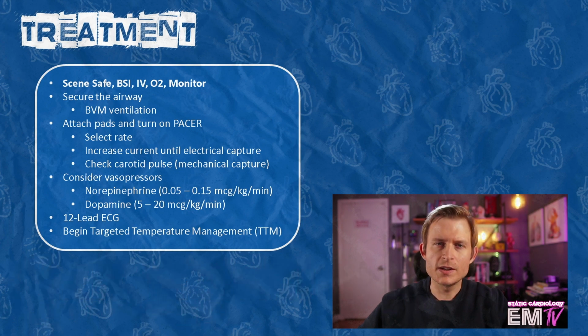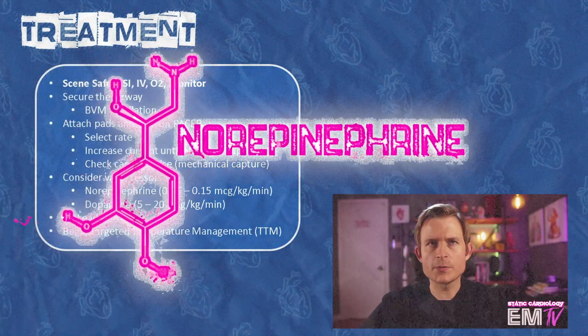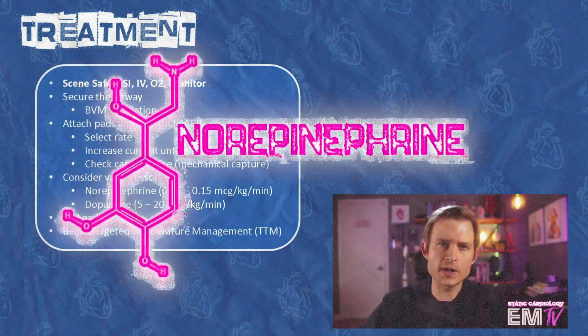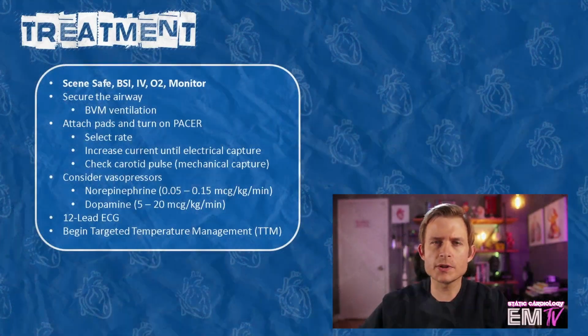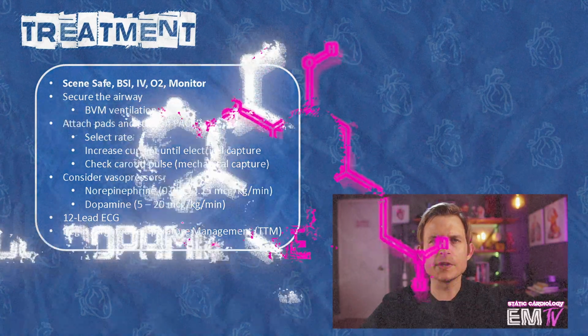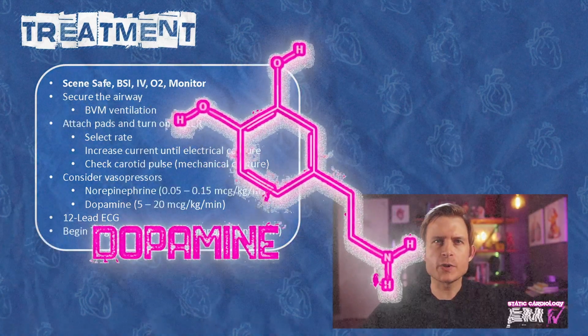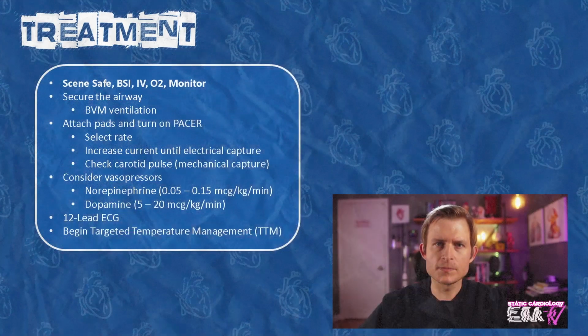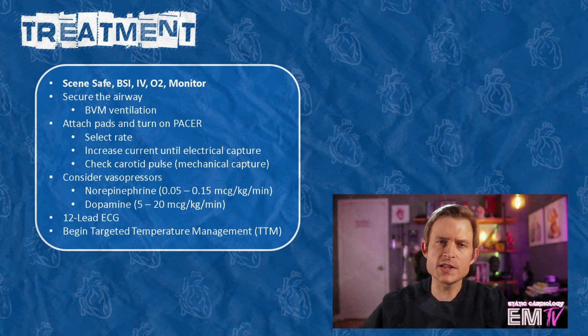At this point, I could then consider administering vasopressors, such as norepinephrine, given at 0.05 to 0.15 micrograms per kilogram per minute, or dopamine, given at 5 to 20 micrograms per kilogram per minute. I'll obtain my 12-lead ECG, and because this patient is unresponsive, I'll go ahead and begin targeted temperature management, or formerly known as therapeutic hypothermia.